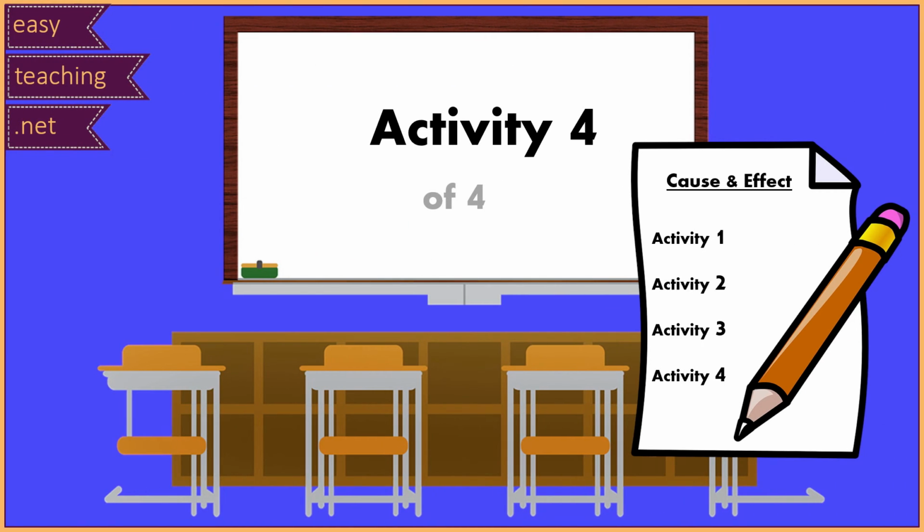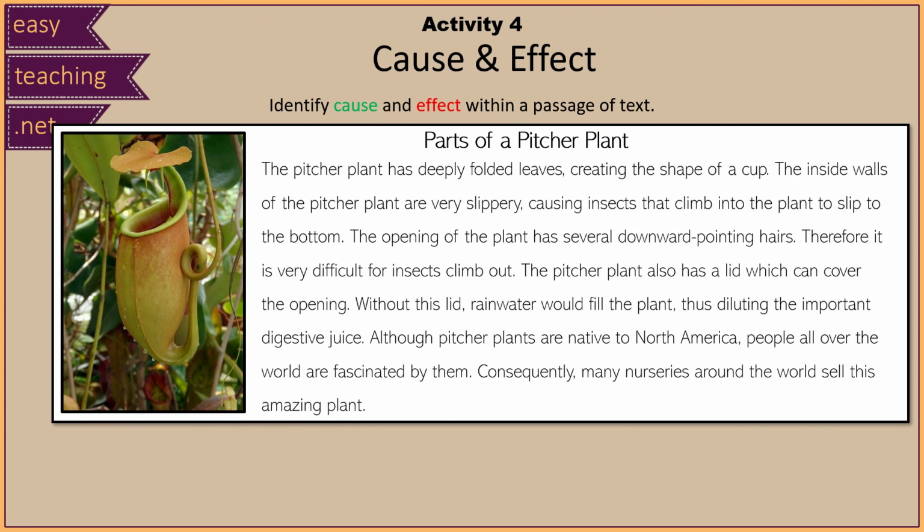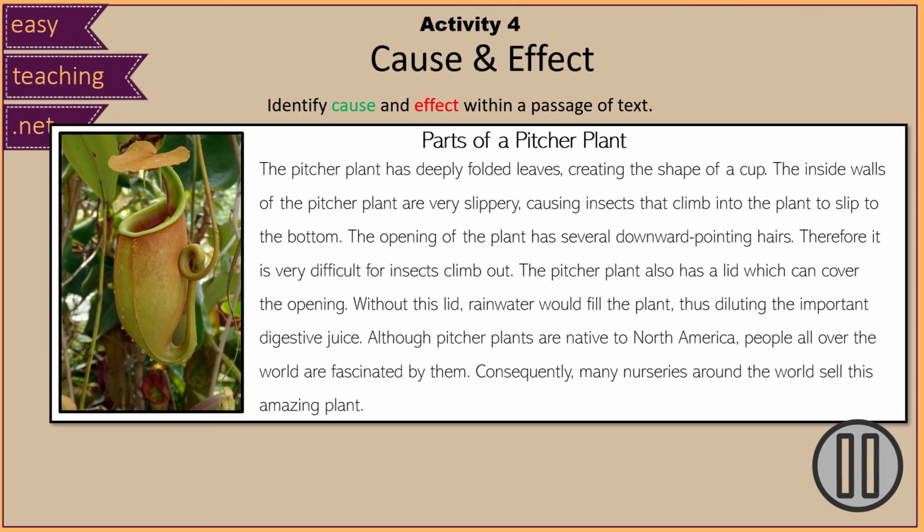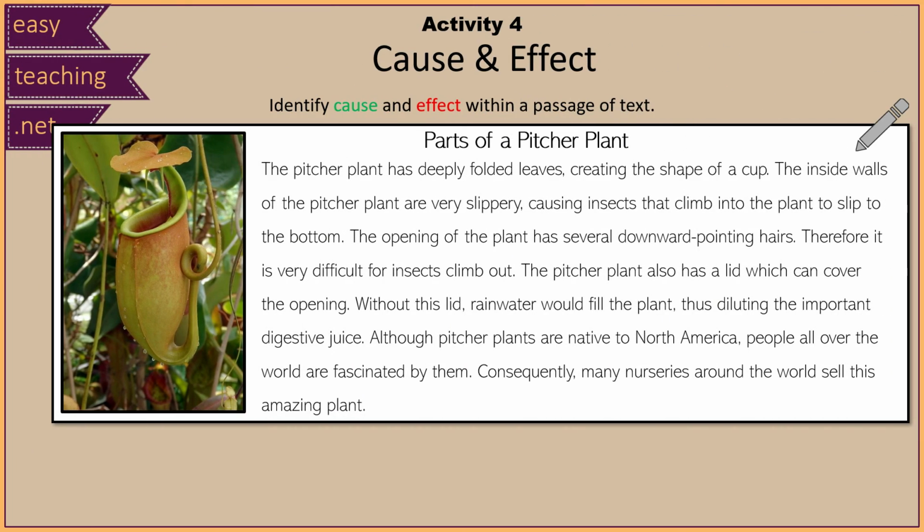Activity 4. Here's a new text for you to work with. It's about a special type of plant called the pitcher plant. We'll read it together after you've had a go of reading it by yourself. Pause here while you read it. Now we'll read it together. Feel free to skip ahead to the activity if you had no trouble reading it by yourself.